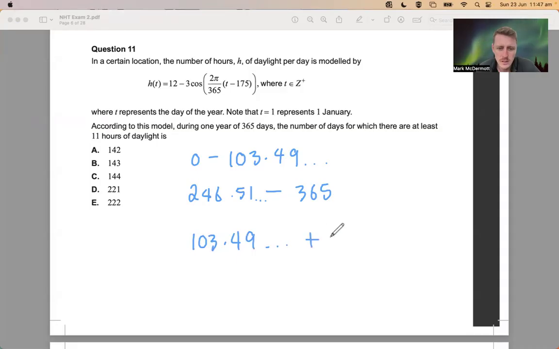103.49-ish days plus, all right. Oh, this should have been the other way around. I think you would agree. 365 minus that. 365 minus that. Okay, so then we can go back to a main page.